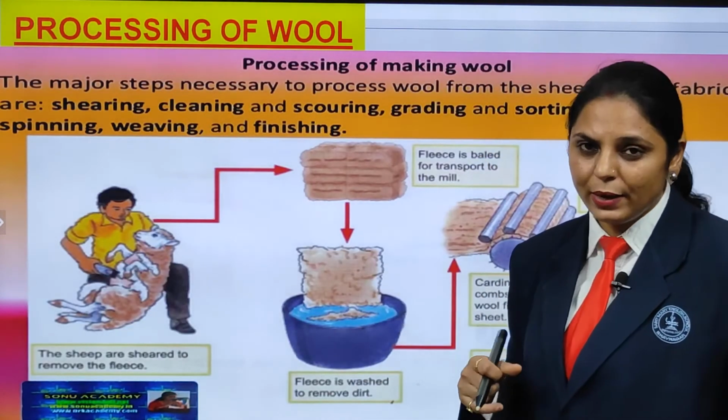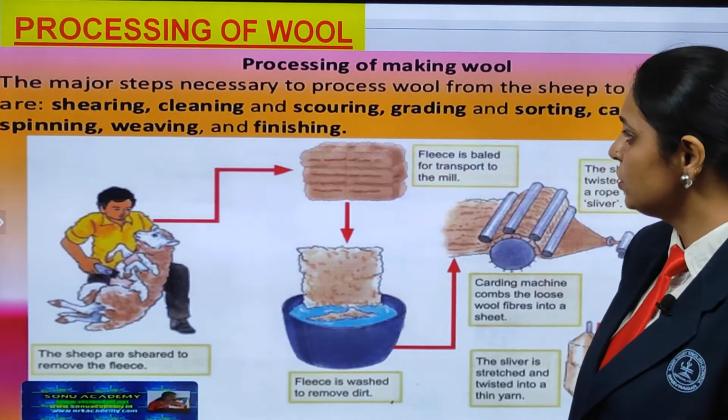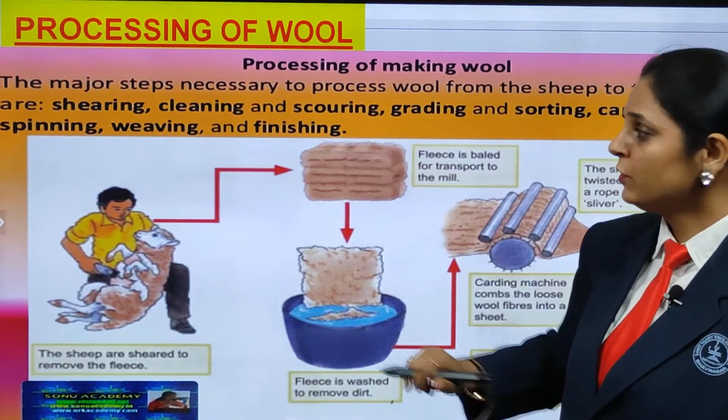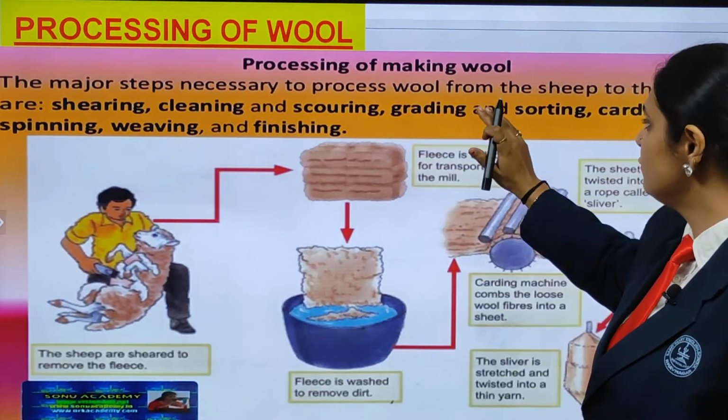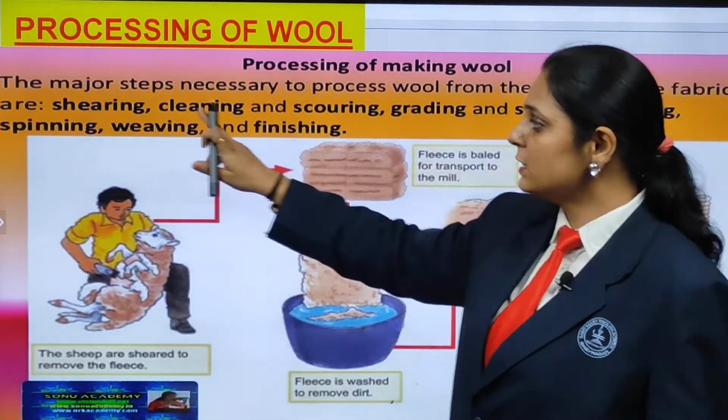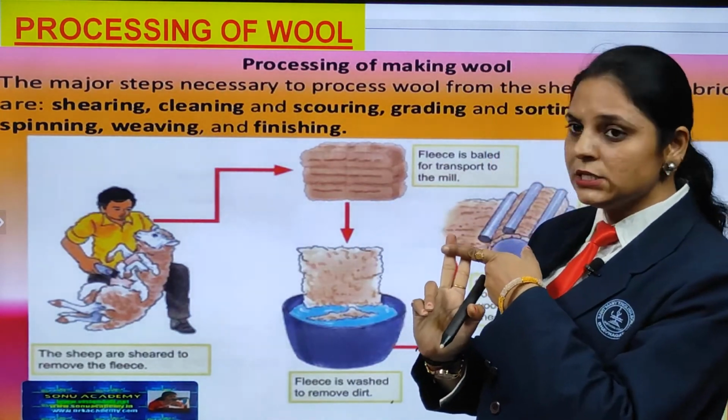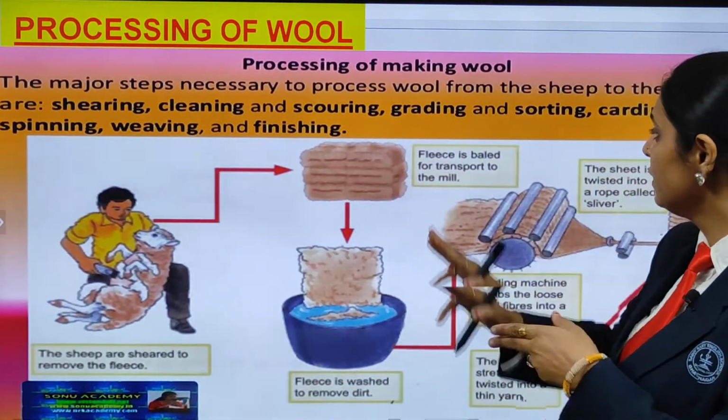Let's have a quick recap by this pictorial presentation of the processing of making wool. Major steps necessary to process the wool from sheep to the fabric are first shearing, then cleaning, then scouring, then grading, then sorting, then carding, spinning, weaving and finishing. There you can see the hair is taken out, then the fleece is removed, dirt is removed, then passed on to the roller. This is the carding process, and finally it makes the yarn, and you get the wool yarn, and finally you can make a fabric from that.